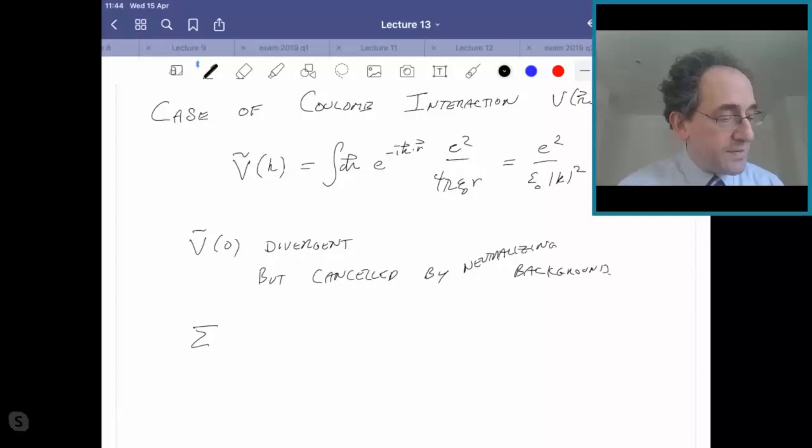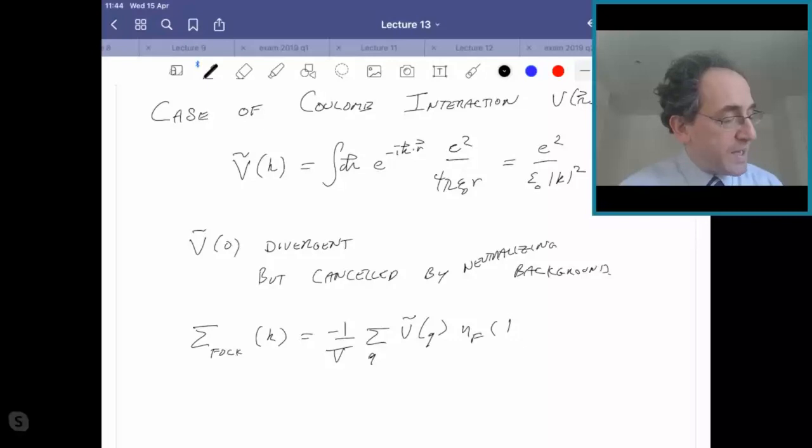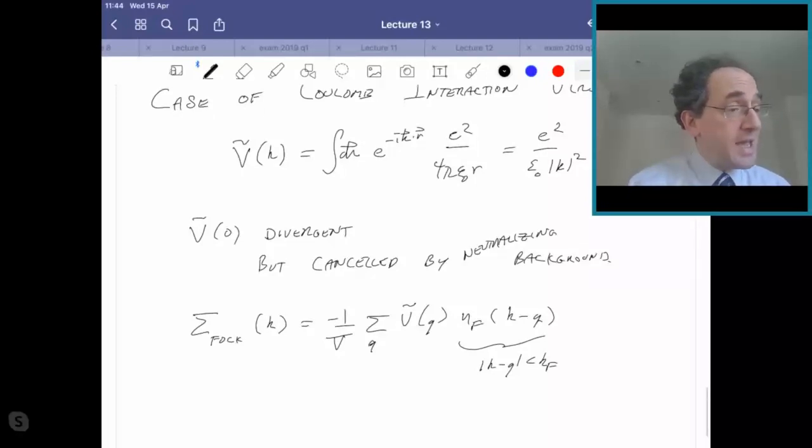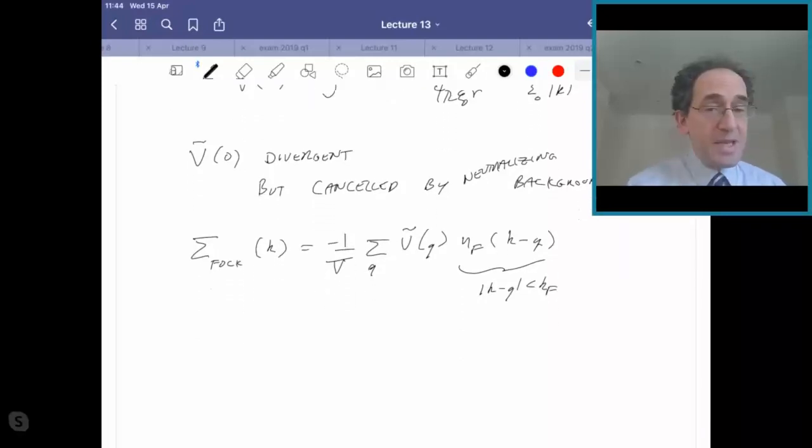Sigma Fock of K is minus 1 over the volume of the system, sum over Q, V twiddle of Q times the Fermi function of K minus Q, which guarantees that absolute K minus Q has to be less than KF. Okay, so this is what the Fock energy is.